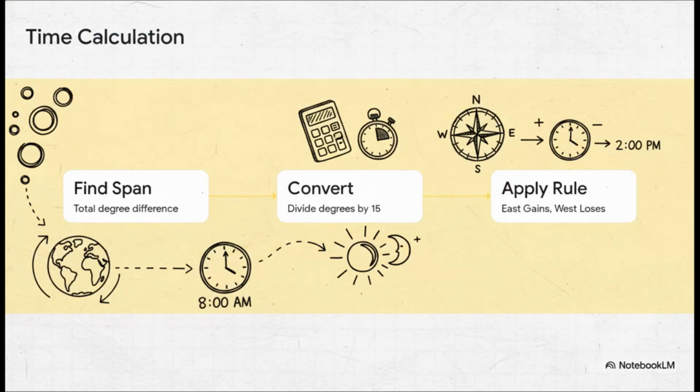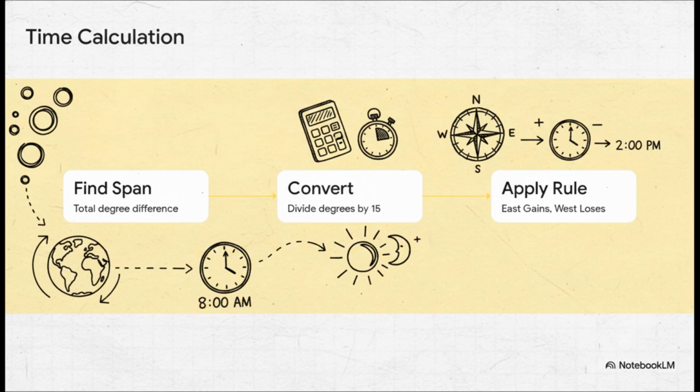Imagine you're at 30 degrees west and your local time is 8 a.m. You need to figure out the time at your destination, which sits at 60 degrees east. Step 1. Find the total span. 30 degrees west plus 60 degrees east gives us a total gap of 90 degrees. Step 2. Convert that to time. 90 divided by that magic number 15 gives us 6 hours.